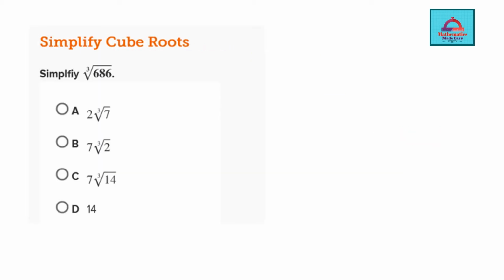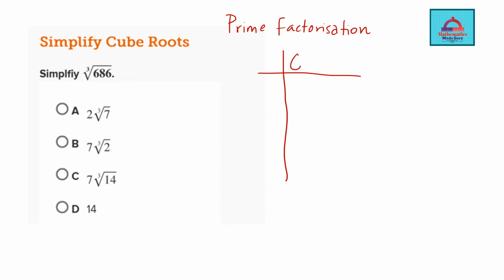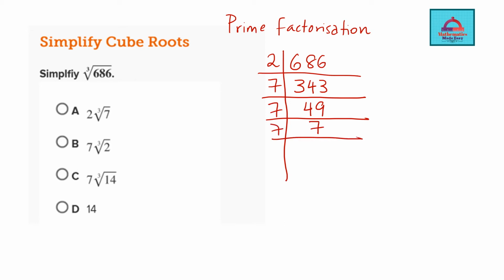Let's take another example. Now 686 is not a perfect cube, so we are going to go to the technique of prime factorization. We had used prime factorization in the last video on square roots, and we are going to use it for cube roots also. Now this is an even number. We start dividing with 2. So 343. Now it's an odd number. I divide with 7. So this is 49. Again with 7. So 7, 7 and 1.